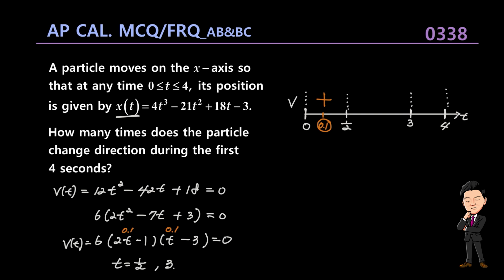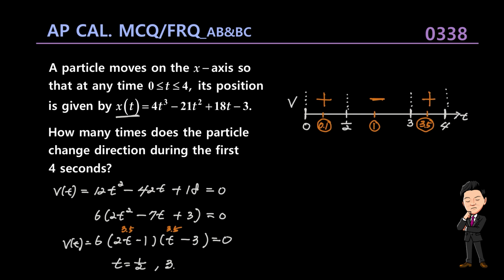Substitute any number between 1/2 and 3. Let's say I'm going to substitute 1. So if I substitute 1 here, then that's going to be 2 minus 1. That's positive. 1 minus 3, negative, right? So here we have a negative. If we substitute 3.5, then that's going to be positive, right? Here, 3.5, this is positive. This is also positive. Positive times positive gives us positive.